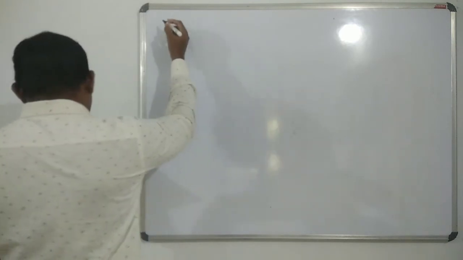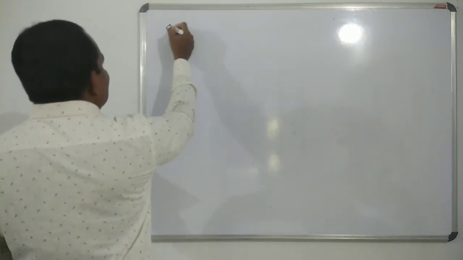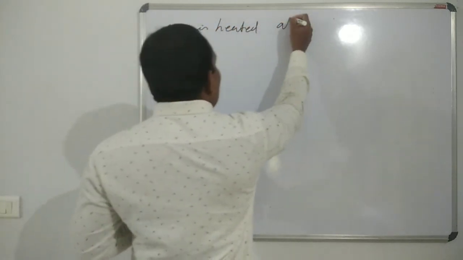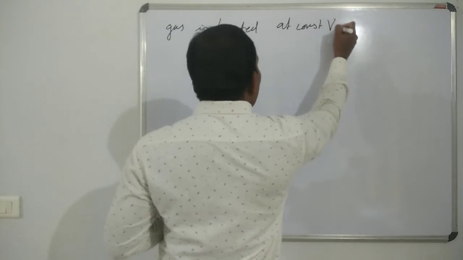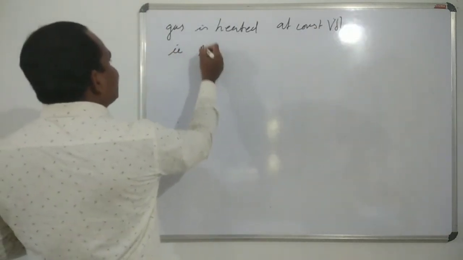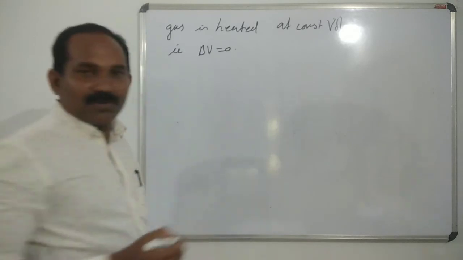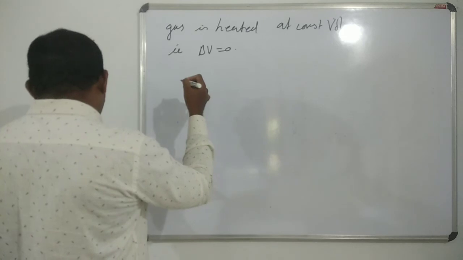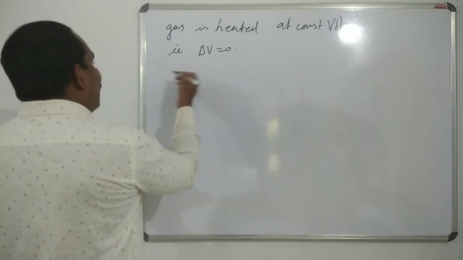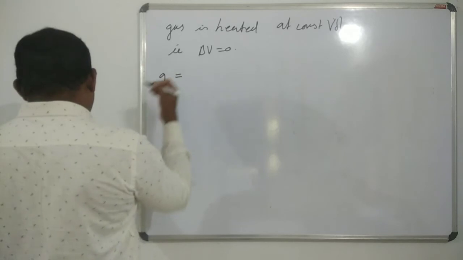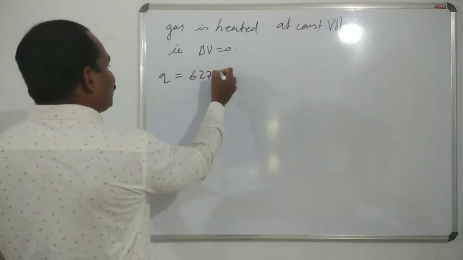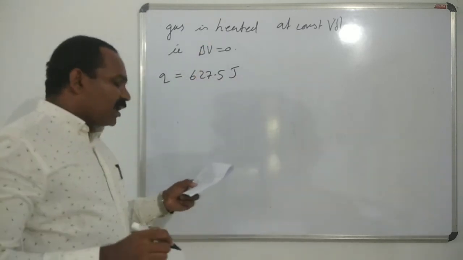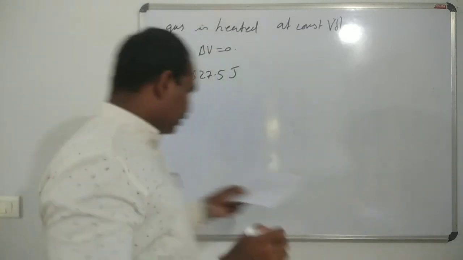Okay, here the gas is heated at a constant volume. That is ΔV is equal to 0. At a constant volume means ΔV is equal to 0. Another important thing, the heat energy absorbed is equal to 627.5 joule. Okay, these are the data given. Calculate the internal energy change.